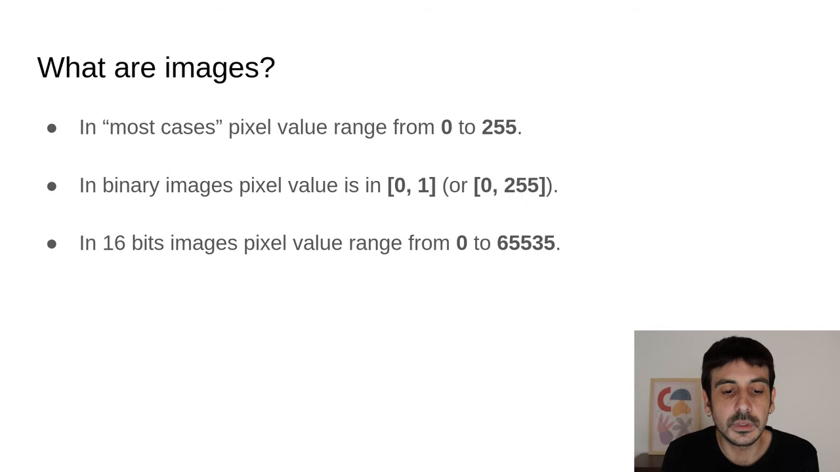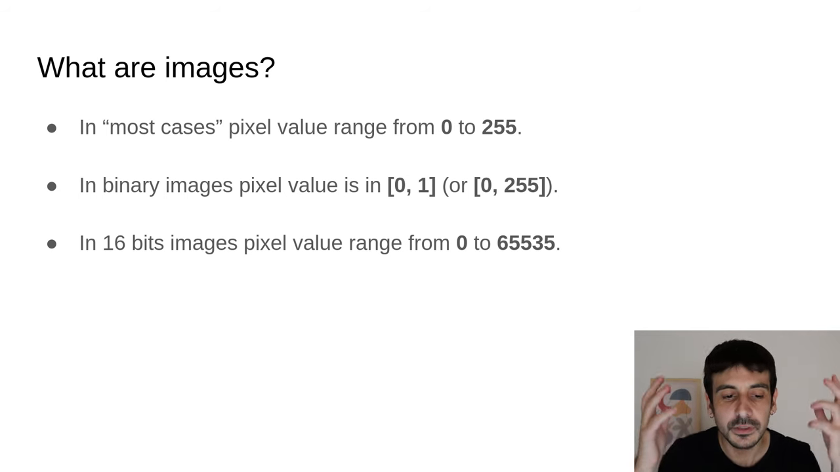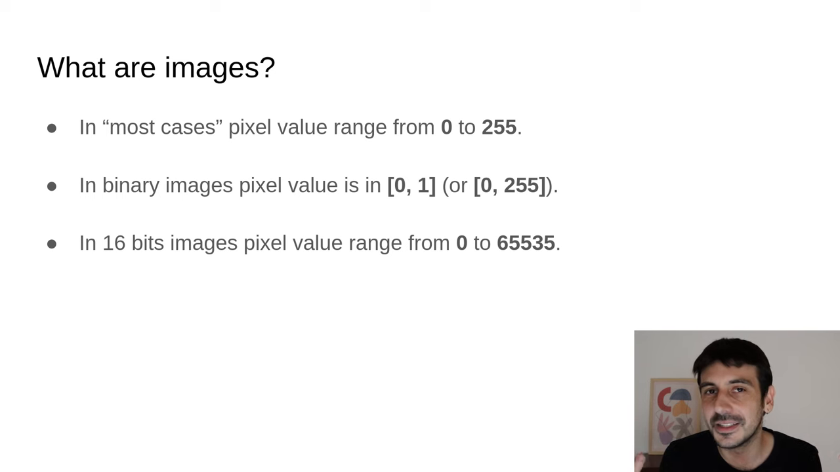And now let's talk about the range for these pixels. These pixels are going to have many different values. Let's talk about the possible values for the pixels. In most cases, the pixel value will range from 0 to 255. It will be an integer value which will range from 0 to 255. That's very important, and that's going to happen in most cases. We're not really defining what exactly is most cases, but let's just keep in mind that this is what's going to happen in most cases.